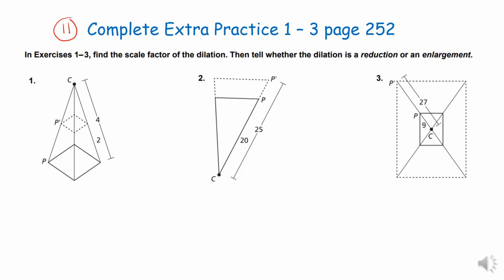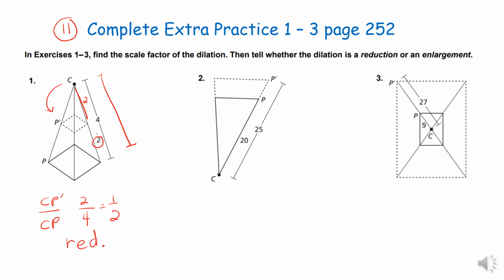Okay, so remember we want to do new to old, which means we're going to go CP prime to CP. Notice that they don't give us a distance here, but they do give us this distance. And since the complete distance is 4, we can just subtract 2, and that will tell us that this one is also 2. And then we do 2 over 4, which is 1/2, and this is a reduction.